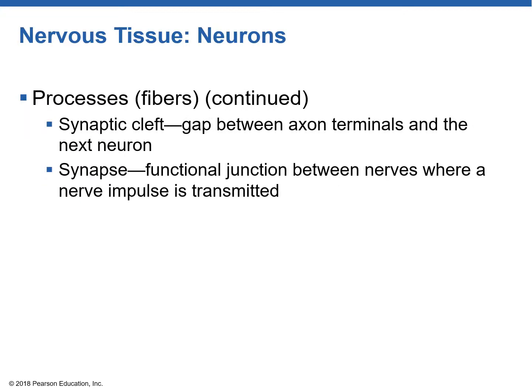Okay, so I got ahead of myself there with the synaptic cleft. That's the gap between axon terminals and the next neuron. Keep in mind, though, that if we're not talking about a network of neurons, we can also have our motor neurons in direct contact with, say, muscle fibers. That would be the neuromuscular junction. So the synaptic cleft is not only found between neurons, it can be found between a neuron and whatever cell type you're coming into contact with. So the synapse is just the functional junction between nerves where a nerve impulse is going to be transmitted.